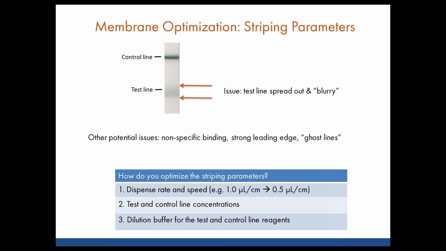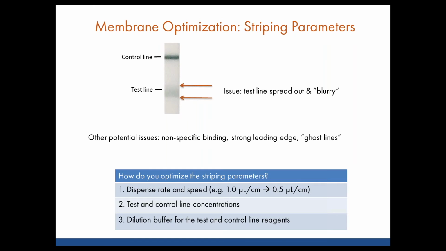The first thing we would address is the dispense rate and speed. A typical dispense rate for a medium speed membrane would be about 1 microliter per centimeter. For this assay, decreasing the dispense rate to 0.5 microliters per centimeter improved the line width and clarity. Since you are decreasing the amount of reagent being dispensed, you can also increase the concentration of the test line reagent so that you are putting equivalent reagent down at the line.